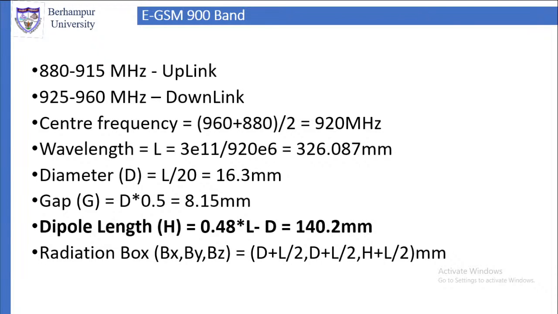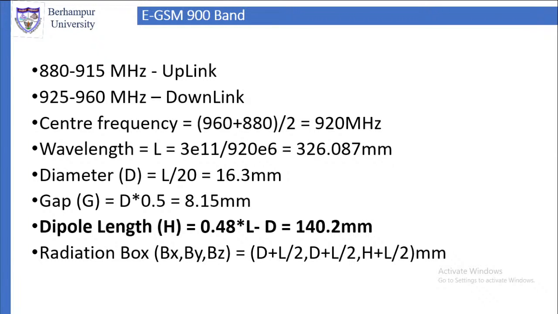Why d? The current is not only along the z axis, it is along the diameter also. So that much distance in the current that is to be taken care of. So total distance is 0.48 L minus d. If we take that, that will give us 140.2 mm. So once we get this, then the design is easy.